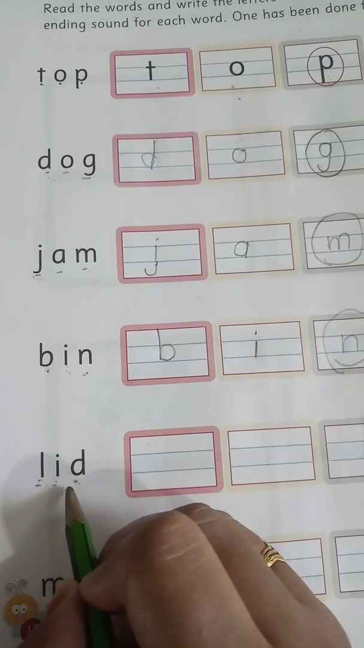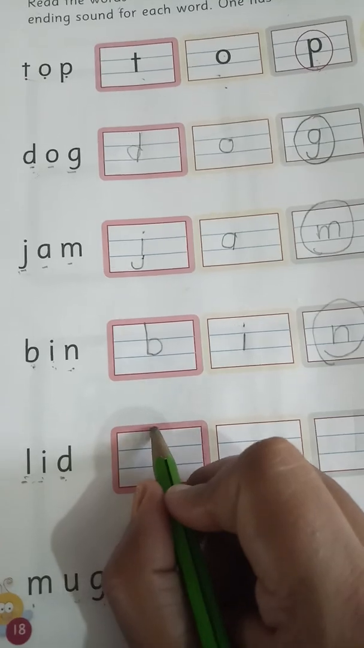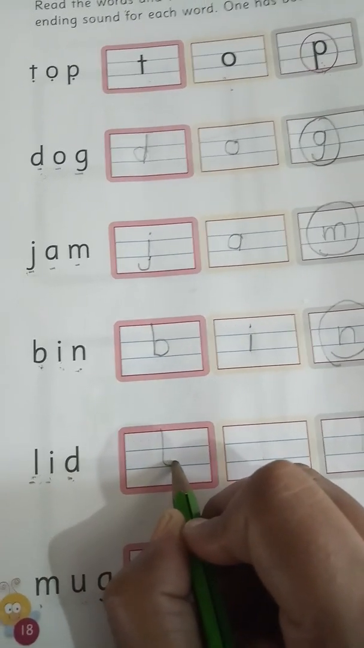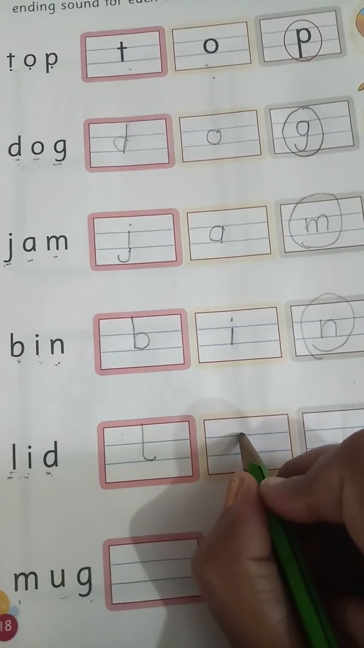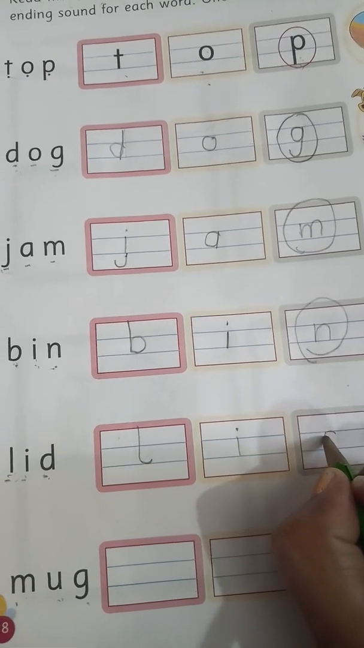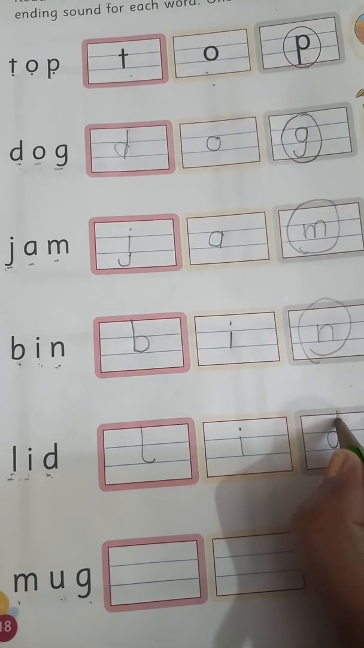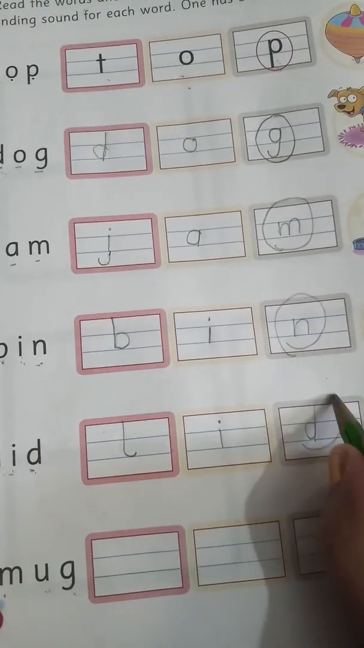Lid. Here are three sounds. L is beginning sound, so we write down here in the beginning box L: standing line and curve. I is middle sound, so we write down here: standing line, dot. And D is ending sound, so we write down: curve, up and down. Here D is ending sound, so we circle it. This is lid. Lid क्या होता है? ढक्कन.